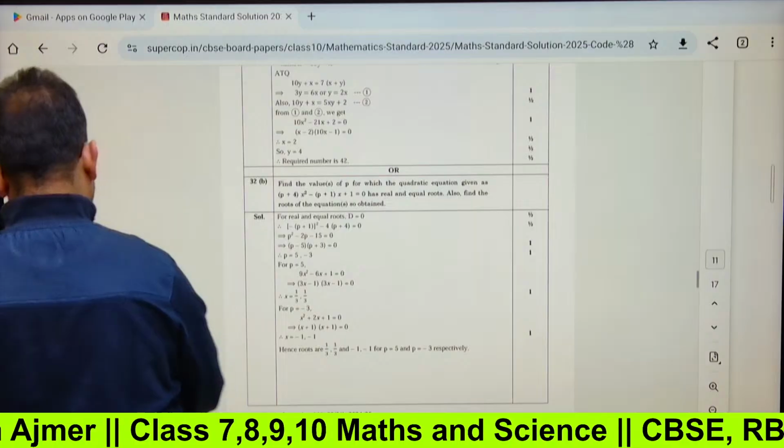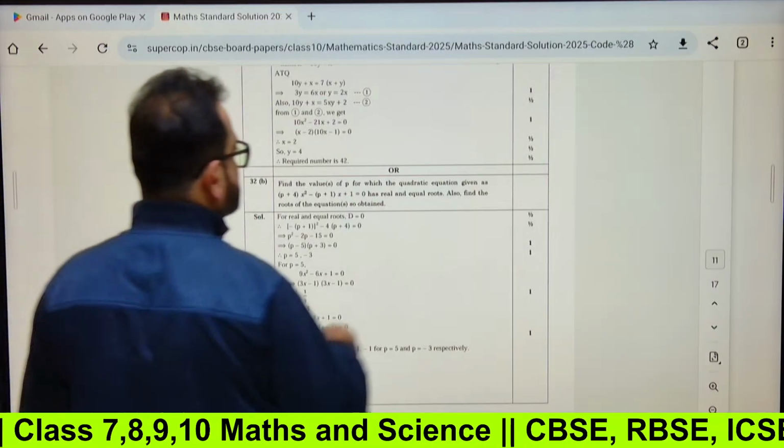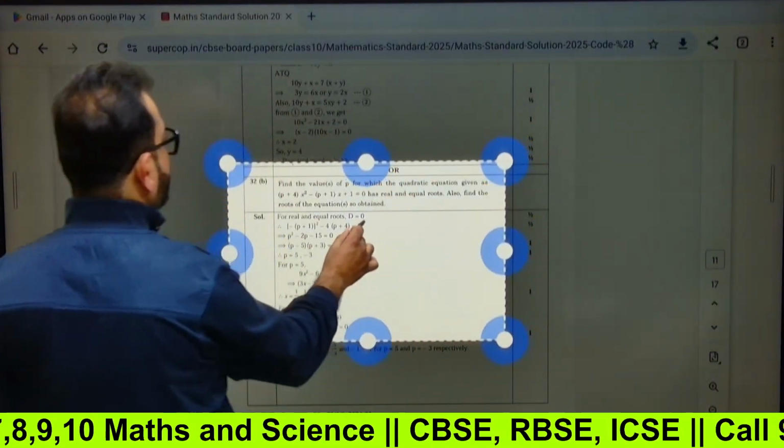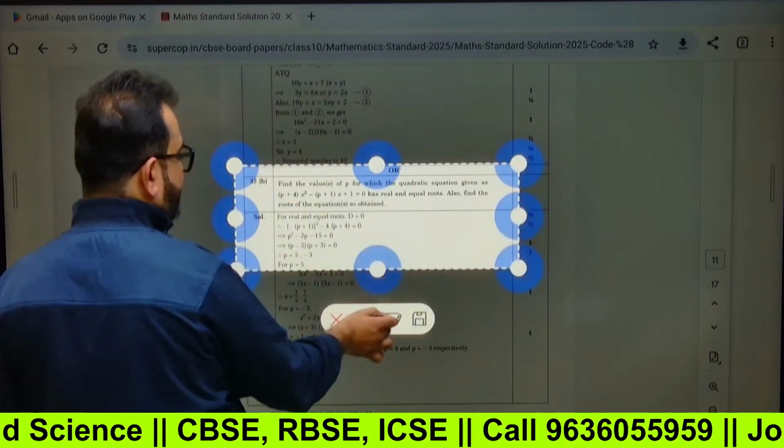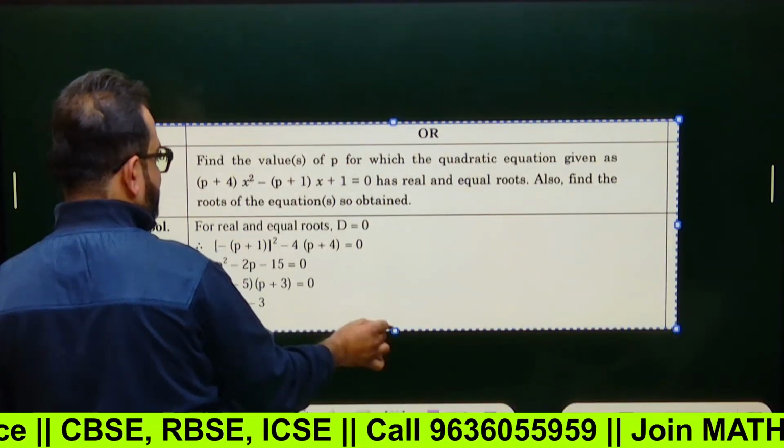Question number 32 B part. This is a good question from quadratic equation. Every question is good, sir. Yes, but especially these 5 marks questions, section D.